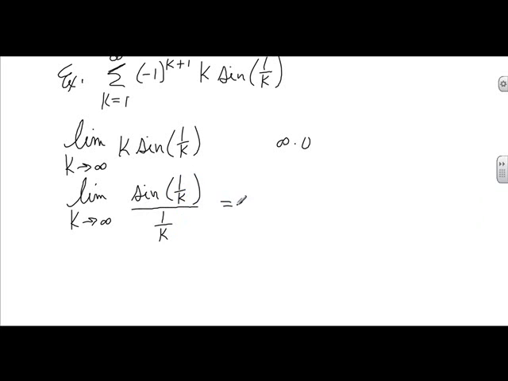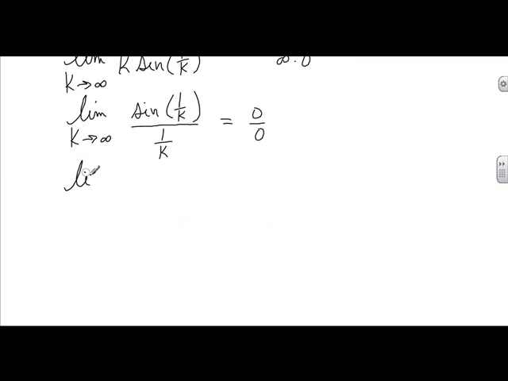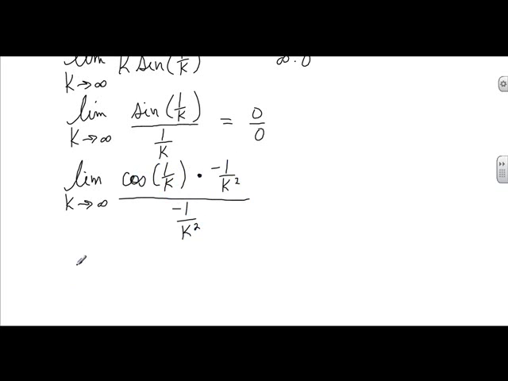So we can use L'Hopital's rule on this limit and look at the limit as k approaches infinity of the cosine of 1 over k times the derivative of 1 over k, over the derivative of 1 over k. Simplifying that, the limit as k approaches infinity of the cosine of just 1 over k. And as k approaches infinity, the fraction goes to 0. Cosine of 0 is 1, which is very clearly not equal to 0.